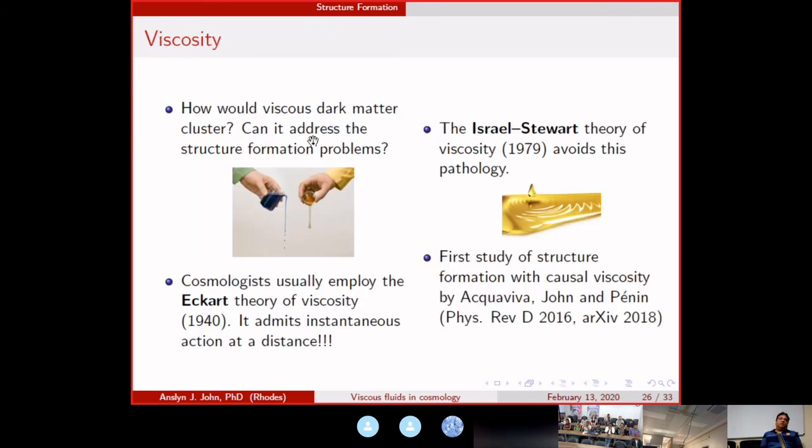Okay, so viscosity could possibly address the structure formation problems. It's usually been modeled by the Eckart theory, but as I've said earlier, the Eckart theory has problems with causality. The Israel-Stewart theory seems to avoid pathology, although that question has not been settled. The first study of structure formation using causal viscosity, the Israel-Stewart theory, was done in this paper. It's going to be described here.